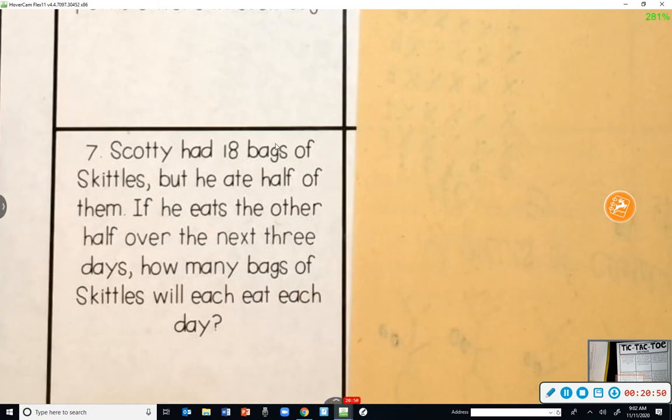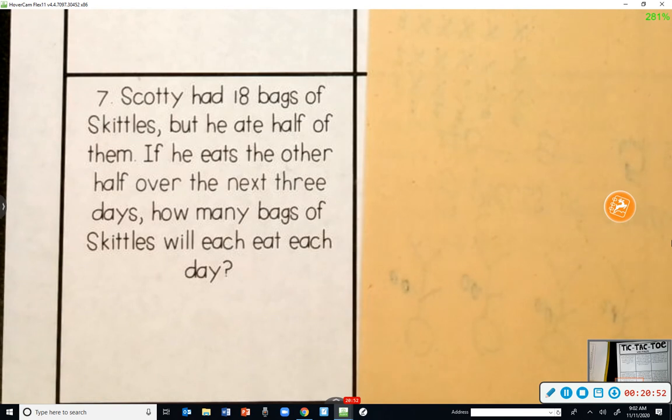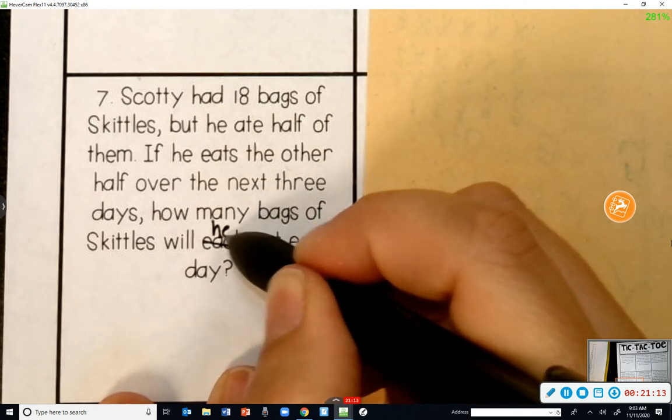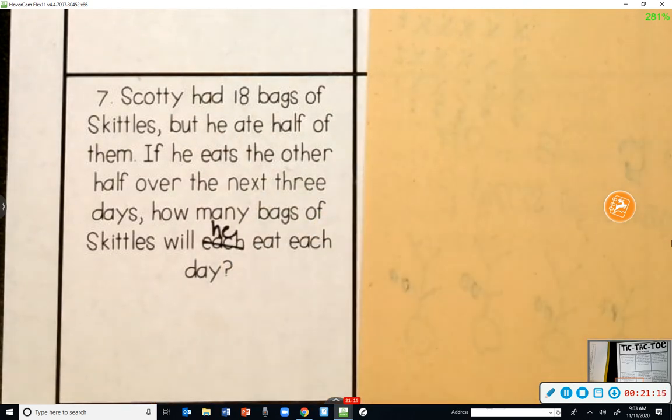Okay, number 7. Scotty had 18 bags of Skittles, but he ate half of them. If he eats the other half over the next 3 days, how many bags of Skittles will he eat each day? I think that needs to say, will he eat each day? Okay? Let's read it one more time together.